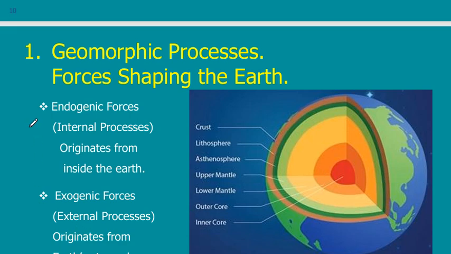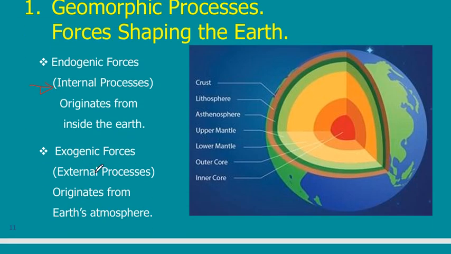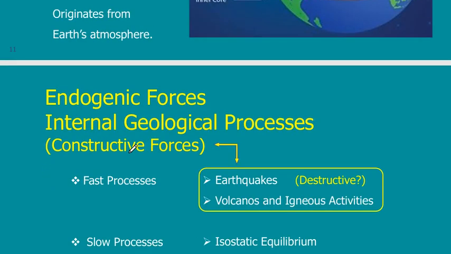One of them is endogenic. It means that it is an internal process coming from the inside of the earth. Or exogenic, it is an external process coming from outside, from the atmosphere or something like this. So this is the difference between endogenic and exogenic forces that shaped the earth.